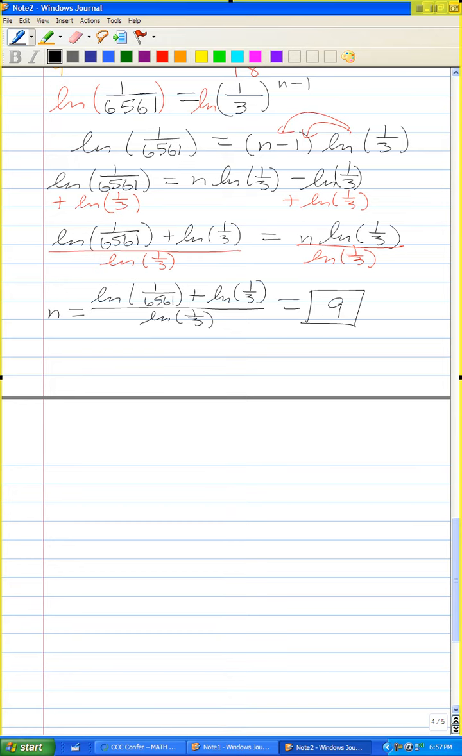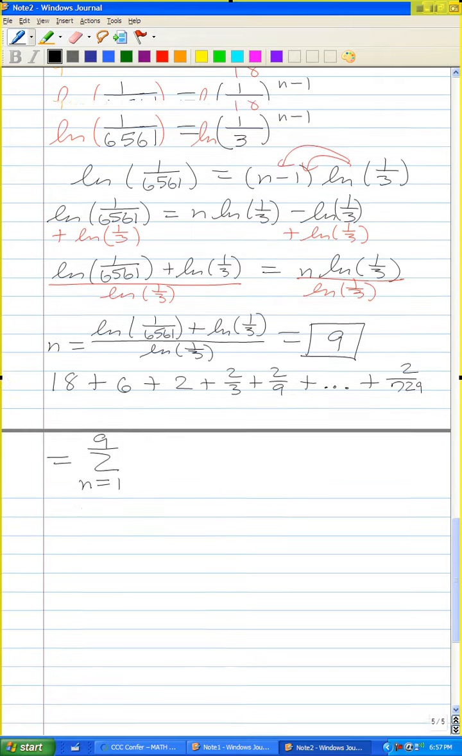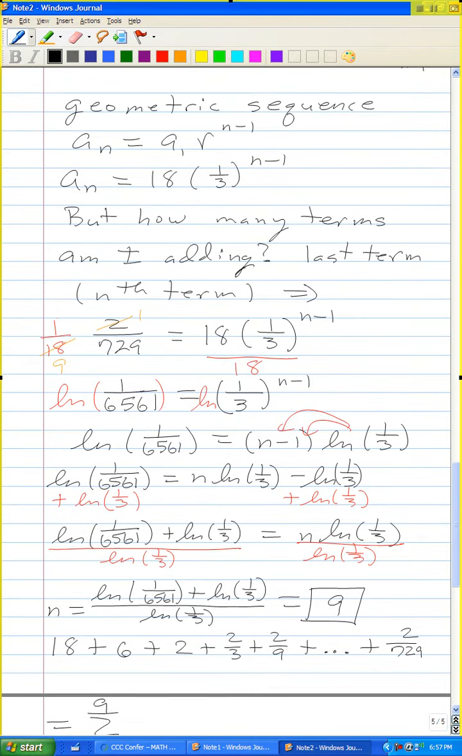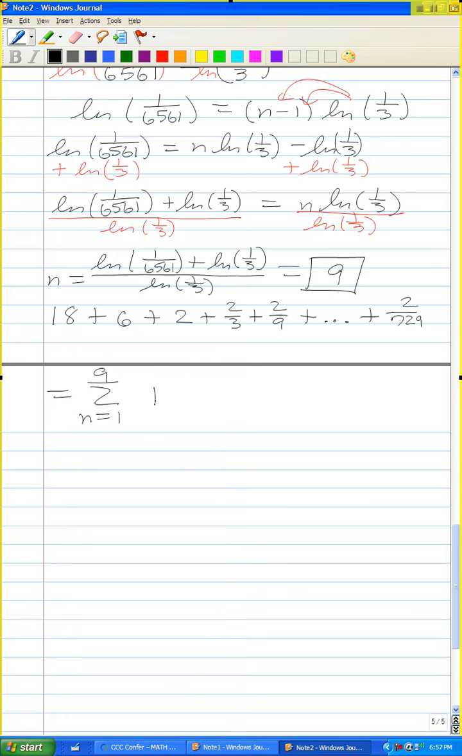So now I can characterize this. So 18 plus 6 plus 2 plus 2/3 plus 2/9 plus 2 over 729 is just equal to the sum, n equals 1 to 9 of, this was what, 18 times (1/3) to the n minus 1. And that is your answer. So you can write this sum more compactly in that form.